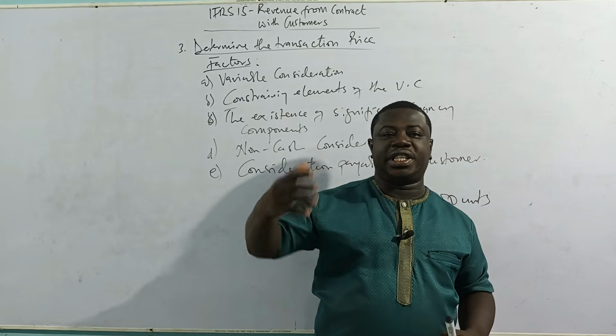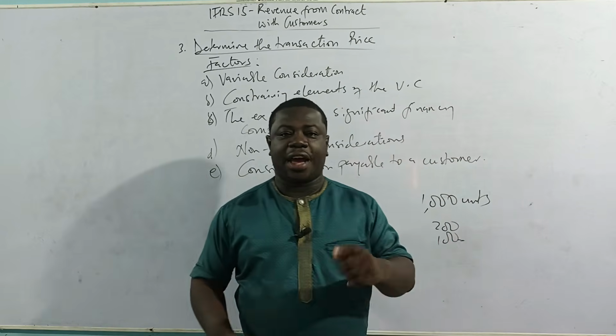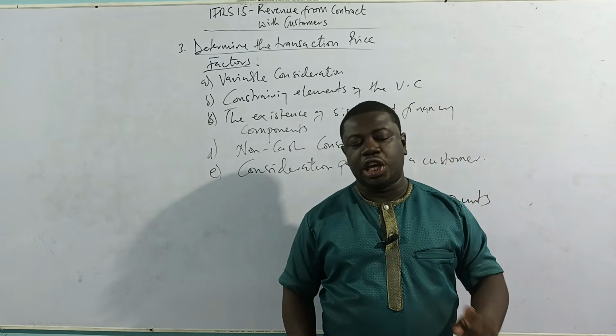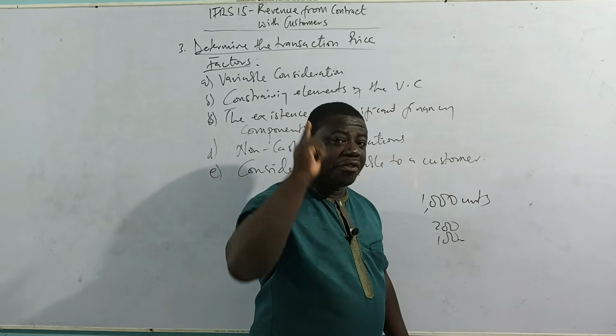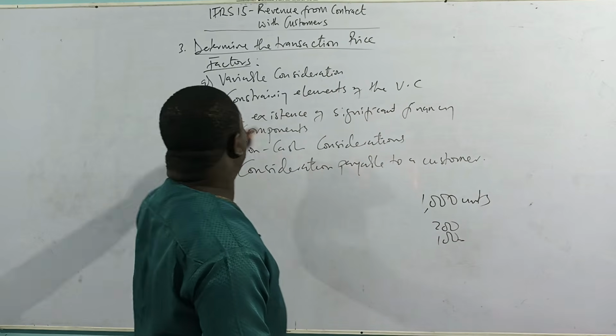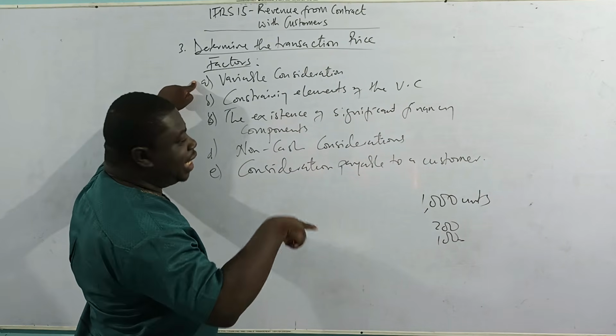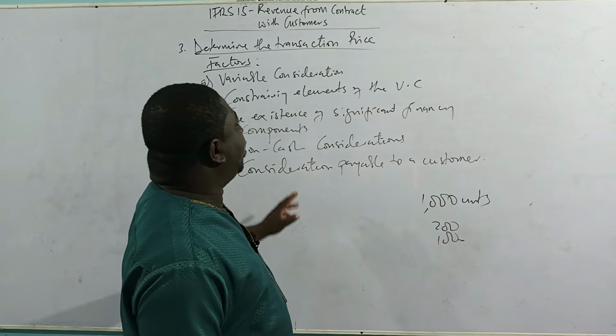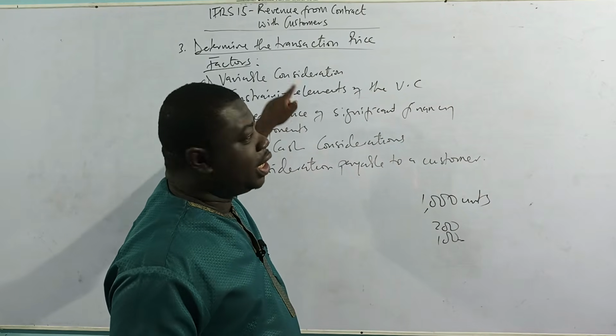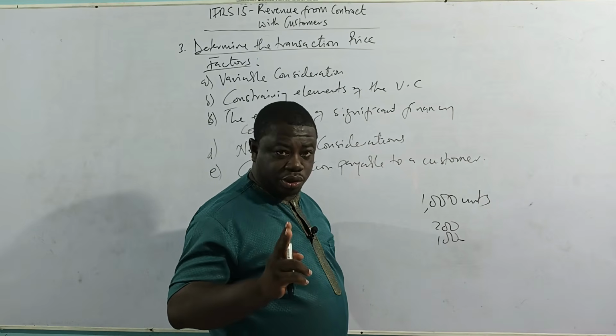And if you don't fix a transaction price in such a way that after paying the bonus you still make a profit, you'll be trading for loss. So in order to fix a transaction price, we need to consider a variable consideration element and the constraints that come with the variable consideration. In determining the value of a variable consideration, there are two methods that we can use.